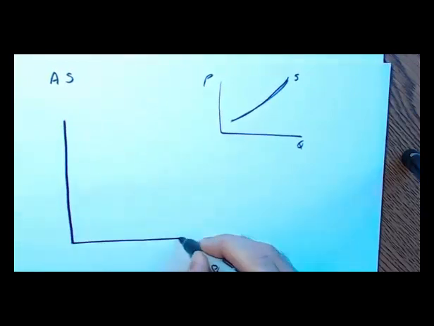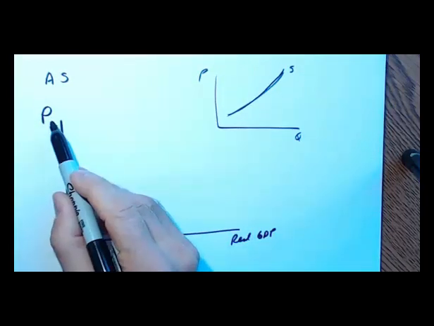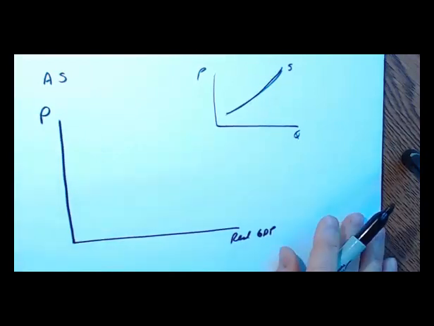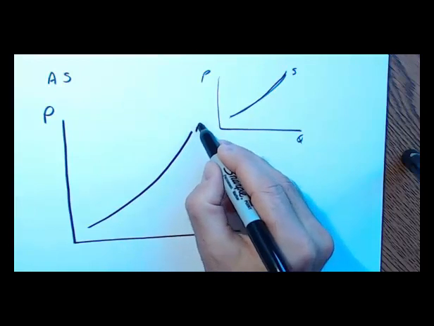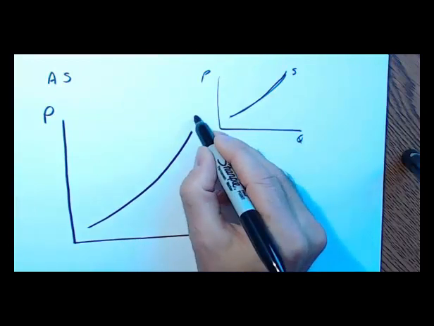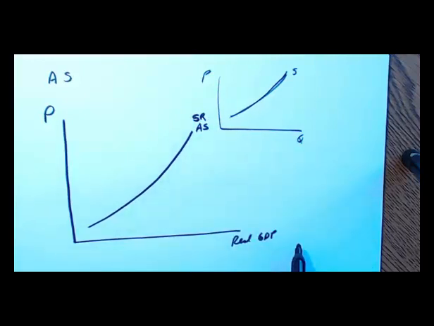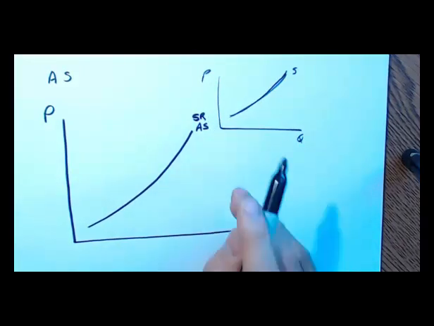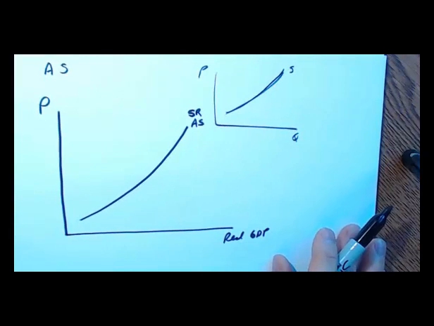It's upward sloping. So here we have real GDP again. We have the aggregate price level for final goods and services. And so we have an aggregate supply curve in the short run that looks like this. Sometimes the text will just say SRAS, the short-run aggregate supply curve. And the explanation for it being upward sloping has to do with wages being sticky.